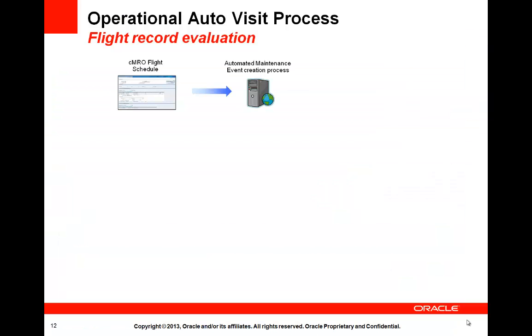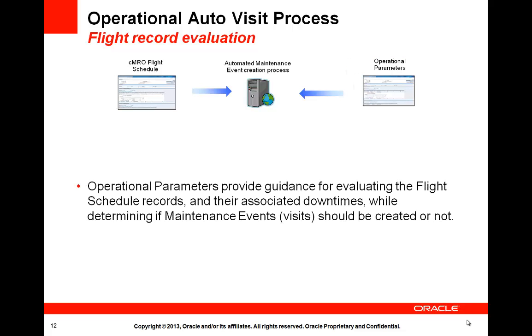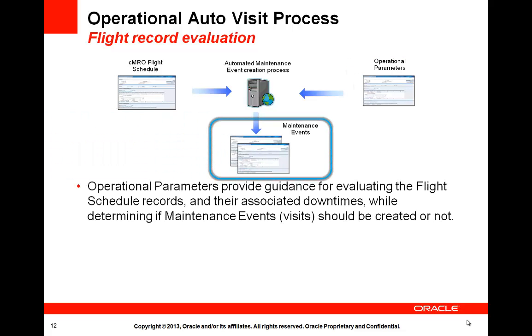We will now review the operational auto-visit process from a flight record evaluation perspective. As noted, the cMRO flight schedule records are evaluated by the automated maintenance event creation process. Operational parameters are an input to this process, and they provide guidance for evaluating the flight schedule records and their associated downtimes, while also determining if maintenance events should be created or not, or potentially edited.